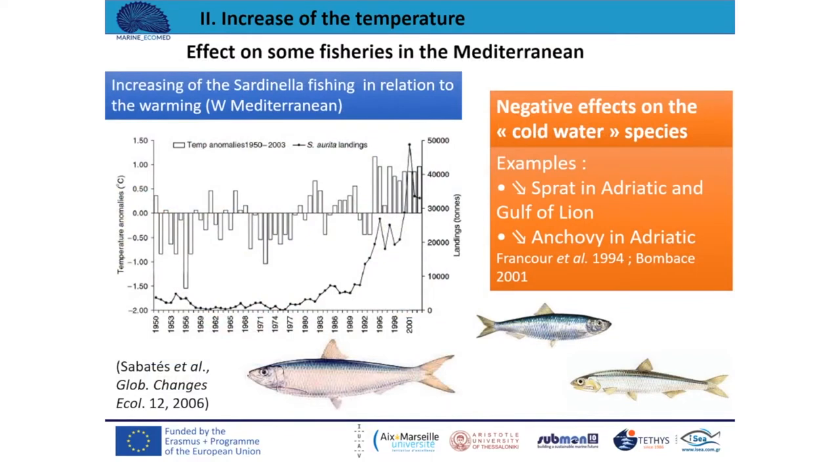The change in spatial distribution of some species has an effect on some fisheries in the Mediterranean. These figures show the increase of sardinella fishing in relation to the warming in the Western Mediterranean. A significant positive relationship was found between sardinella landings and temperature anomalies. On the other hand, there is a negative effect on cold water species, such as the sprat in the Adriatic and Gulf of Lion, and the anchovy in the Adriatic.